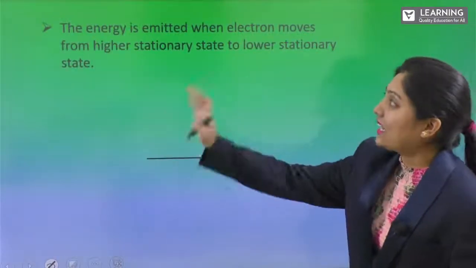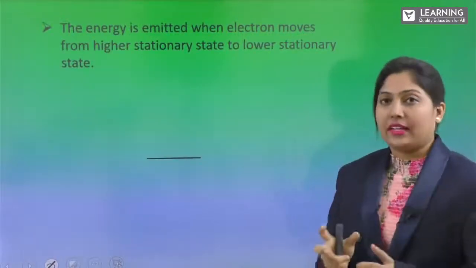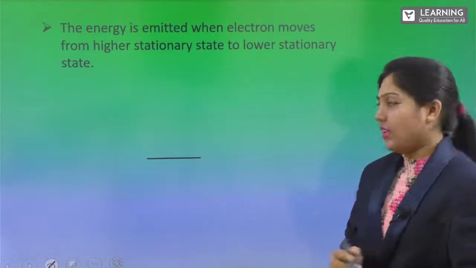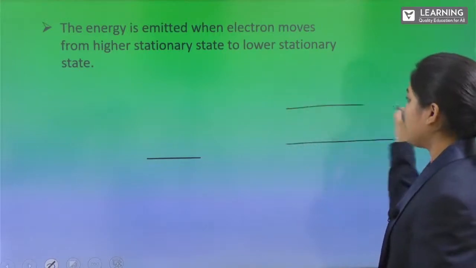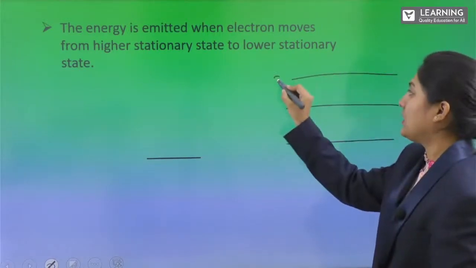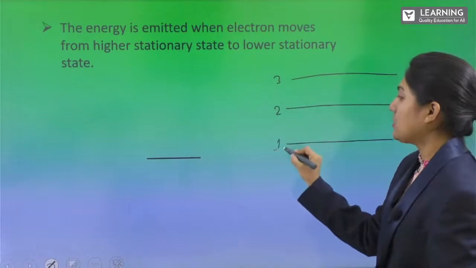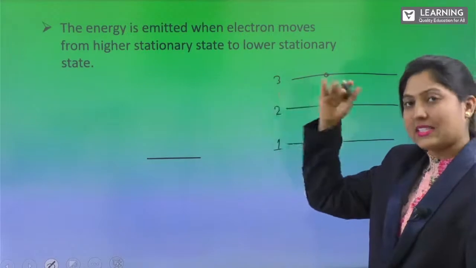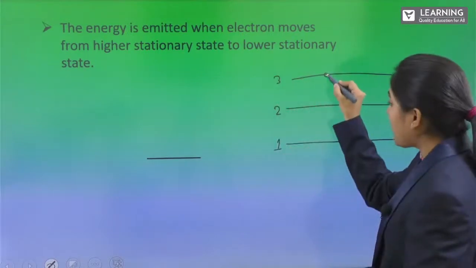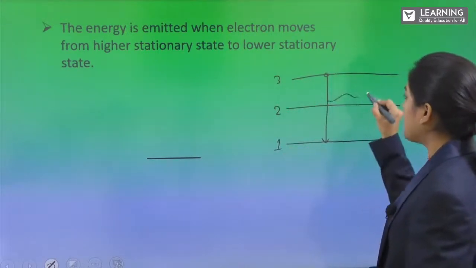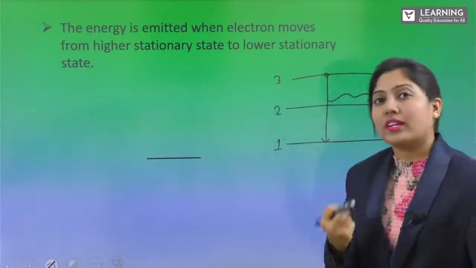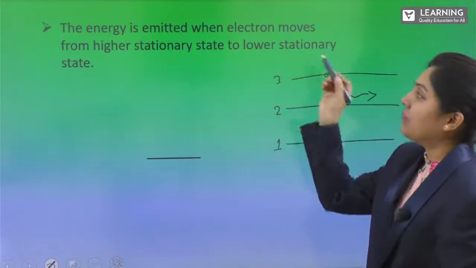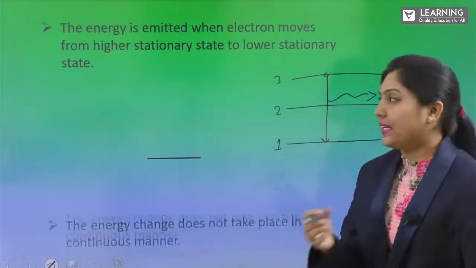The next point is that the energy is emitted when the same electrons come back to the lower energy level. As I said, if these are the third, second and first orbits respectively, and the electron is already excited in the third energy level, then when it is coming back, it emits the energy that it absorbed while exciting. So that energy will be given out or emitted out.